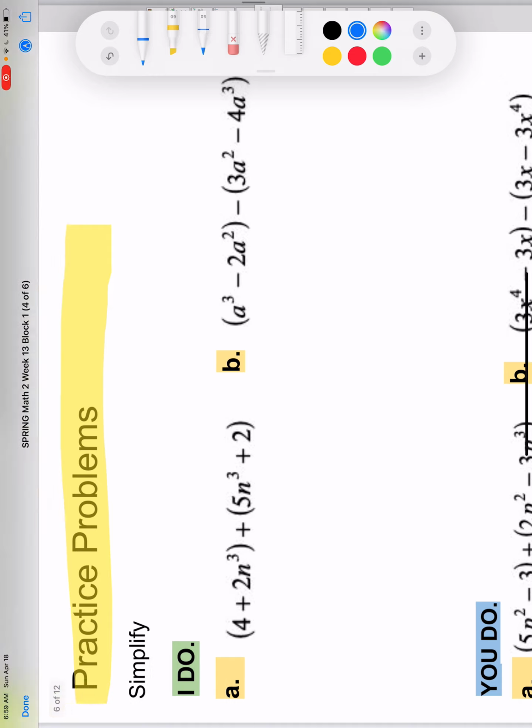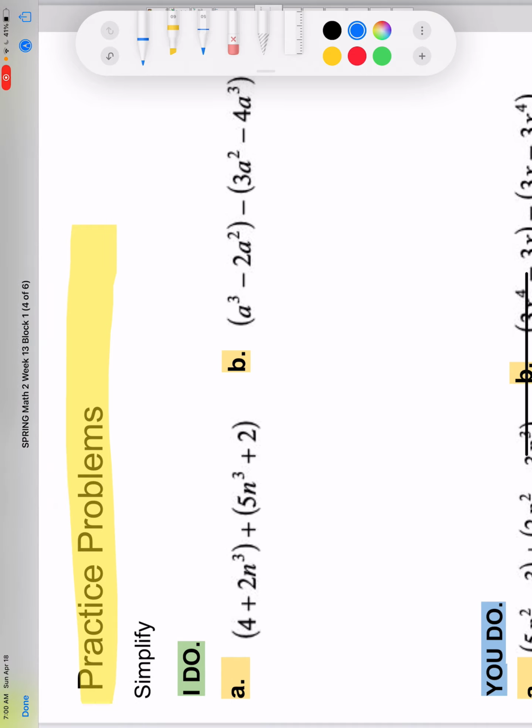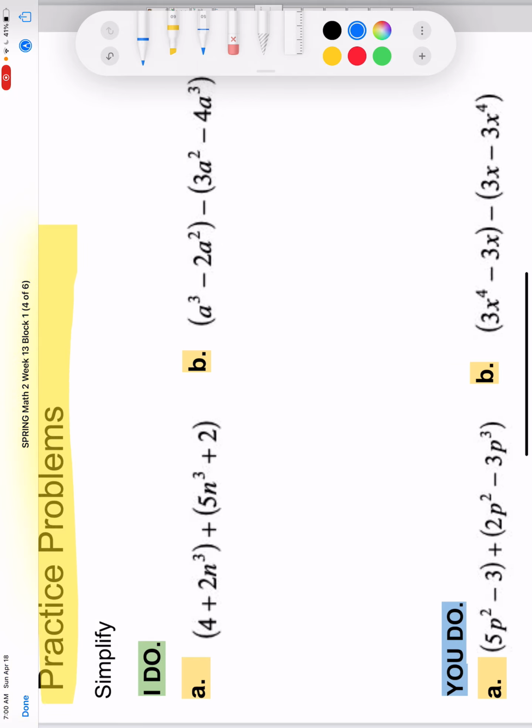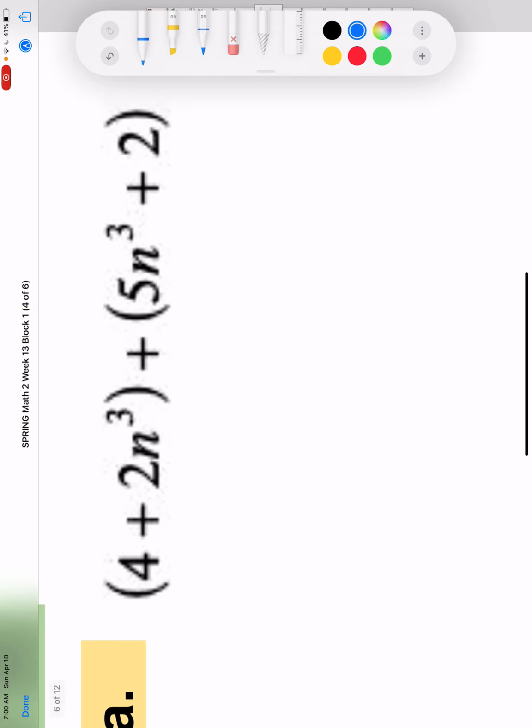All right, so on the next page, we have a couple problems that I'm doing. So I'm doing 2, you're doing 2. For each of these, it's asking to simplify. So I'm going to go ahead and start off with A.